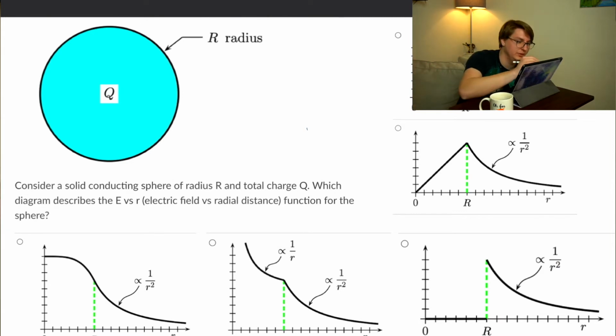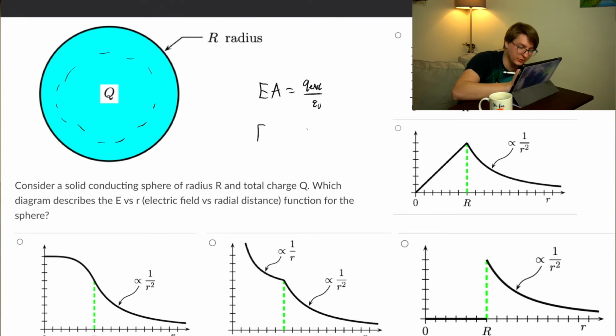So really what we need to do is use Gauss's law on the inside and figure out what happens. So let's do that. We get past all the symmetry stuff. We just get EA equals Q enclosed over epsilon naught. And we're dealing with the surface area of a sphere, so we get 4 pi r squared. That's the surface area of a sphere.